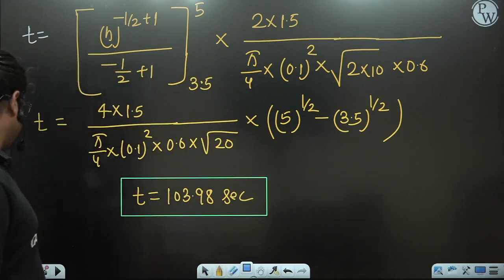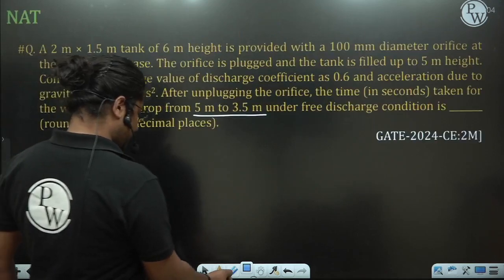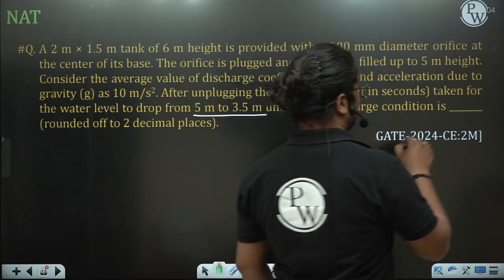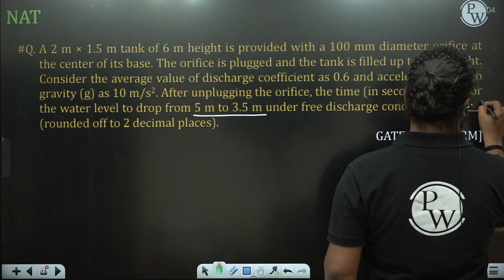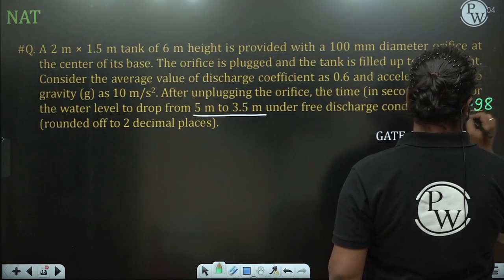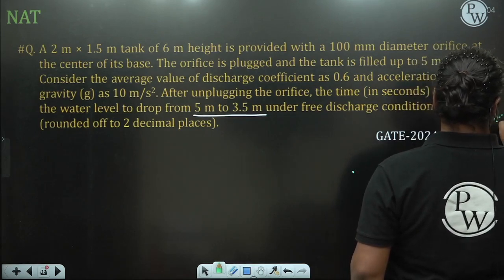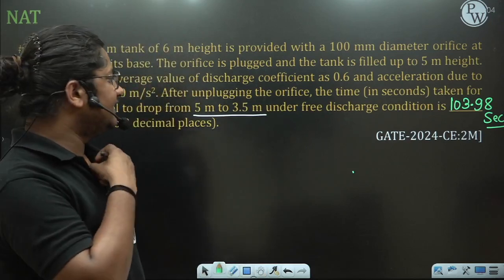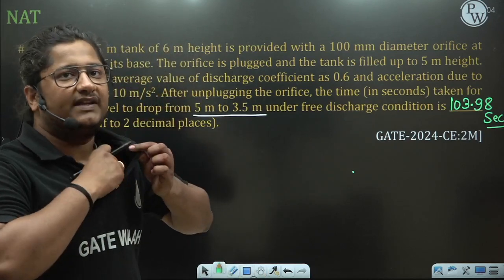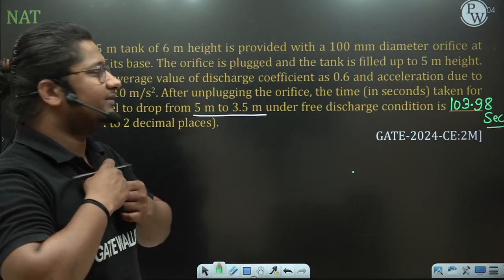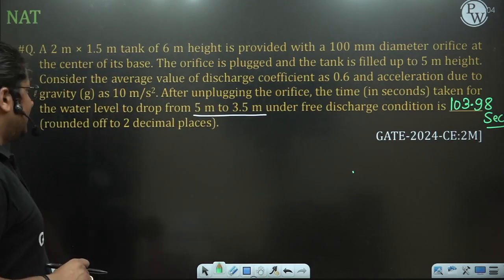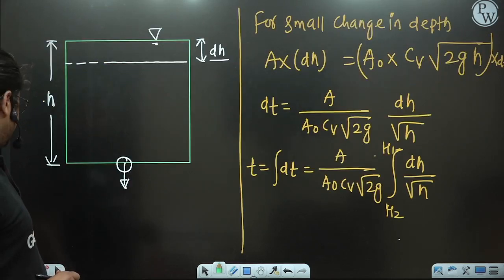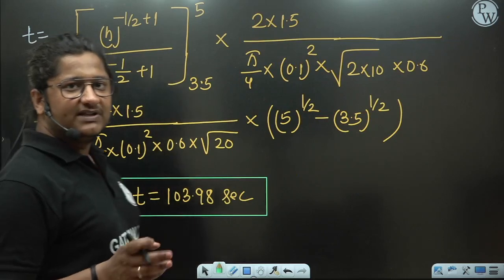It is 103.98 seconds. So I can fill it in: 103.98 seconds. I think it's crystal clear for all of you. I think everyone must have understood these things. 103.98 seconds, and that will be up to 2 decimal places, which they are talking about. So we have been given values also up to 2 decimal places. I hope it is clear for all of you.